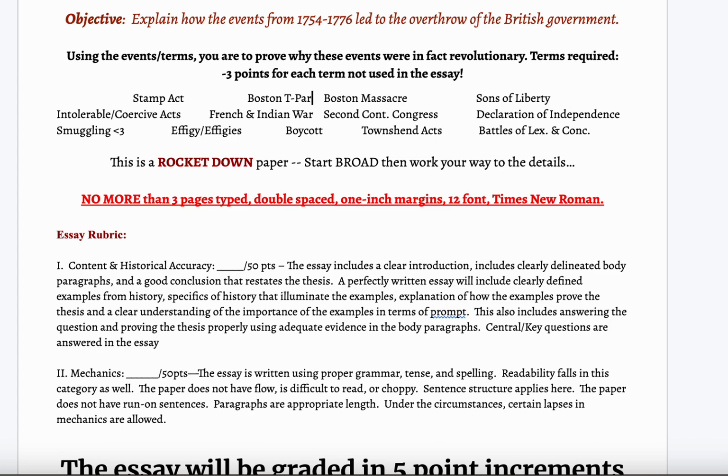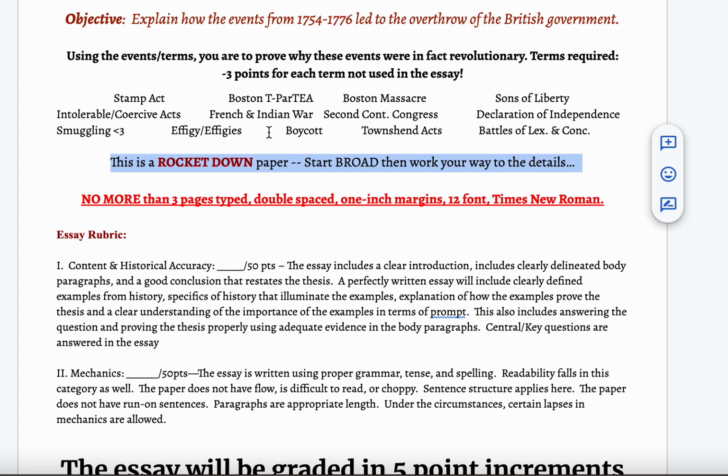The Boston Tea Party, the Boston Massacre, the Sons of Liberty, the Intolerable / Coercive Acts, the French and Indian War, the Second Continental Congress, the Declaration of Independence, smuggling, which is one of my favorite things to do, effigy or effigies, depending on if you use it singular or plural, boycotting, the Townshend Acts, and the battles of Lexington and Concord. These are the things that must go in your essay.